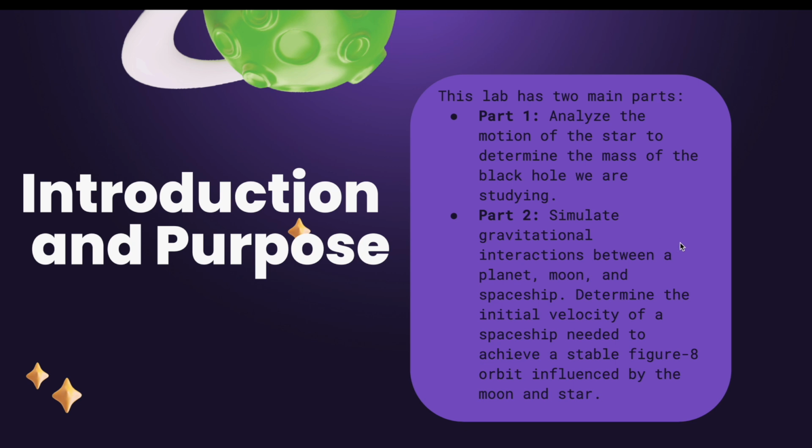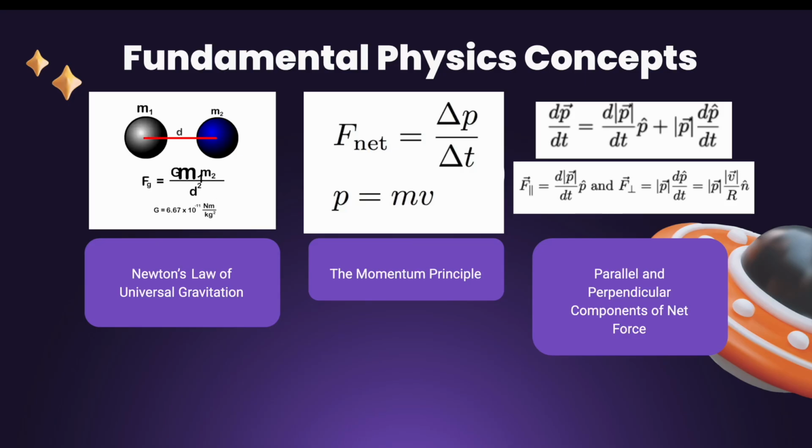And in part two, we were to find the initial velocity of a spaceship needed to achieve a figure 8 orbit influenced by a moon and a star, which we would find by simulating gravitational interactions between these three objects. Some of the fundamental physics concepts that we used were mostly Newton's law of universal gravitation, which was central to this entire process, largely because we're dealing with the gravitational interaction between different objects.